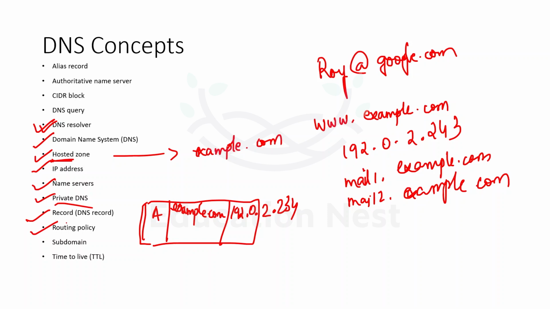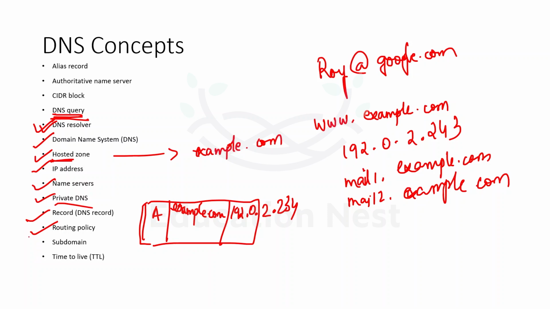Then we have the routing policies. This will determine how Route 53 responds to your DNS queries. If you are hitting any particular domain name from your browser, then how to respond to it, how to route it. There are different routing policies on which it is understood how to route it. We would be discussing these routing policies in our coming slides, so I'm not going in depth over here.